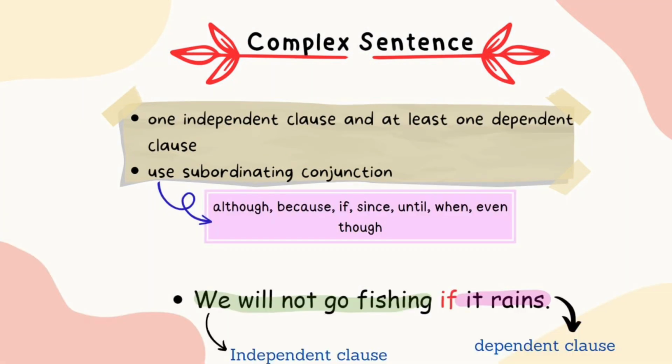Complex sentence: one independent clause and at least one dependent clause. A complex sentence uses a subordinating conjunction: although, because, if, since, until, when, even though. For example, we will not go fishing is the independent clause. It rains is the dependent clause. So we use "if" to combine the independent clause and the dependent clause: we will not go fishing if it rains.